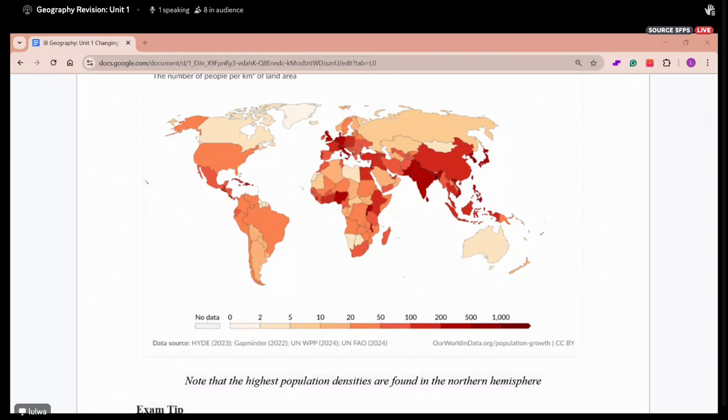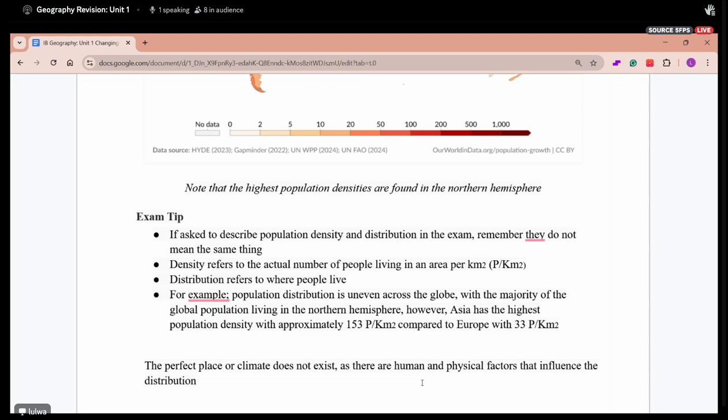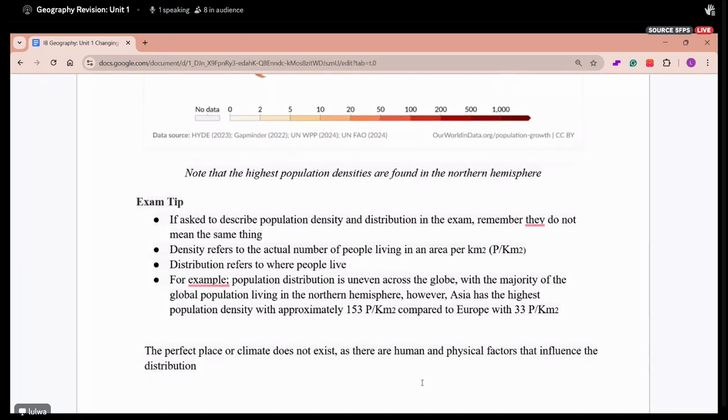And an exam tip, however, if you're asked to describe population density and distribution in the exam, remember, they're not the same. They are pretty similar, but they're not the same. Density refers to the actual number of people living in an area per kilometer squared, and distribution refers to where they're spread. So density talks about the numbers, the quantitative data. For example, population distribution is uneven, but the density is the specific numbers and the distribution is the spread in general, if that makes sense.